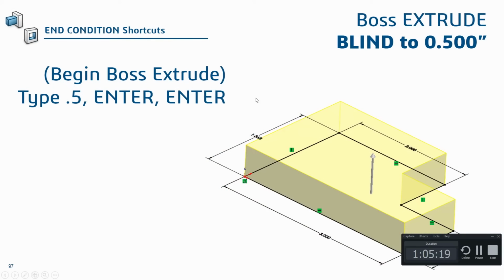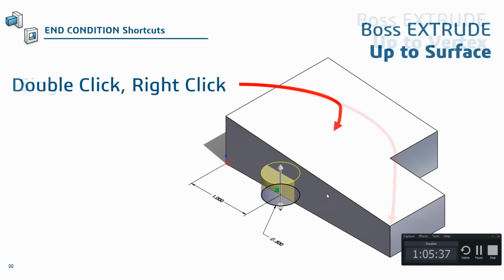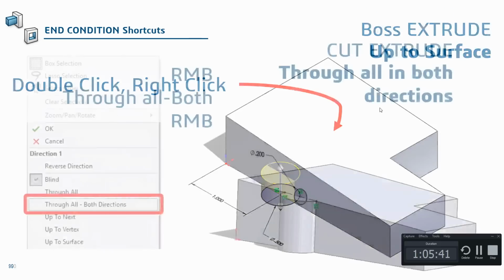So let's talk about these end conditions now. The first one is blind, up to 0.5 inches. I'm going to begin the boss extrude. I'm going to press 0.5, press enter, enter, and we're going to finish that command. I'm going to throw a little bit of draft on there, and then I'm going to do another boss extrude. I'm going to single click on a vertex, and then right mouse button. That's going to end that command. Or I'm going to double click on a surface, right mouse button, and that's going to end that command.